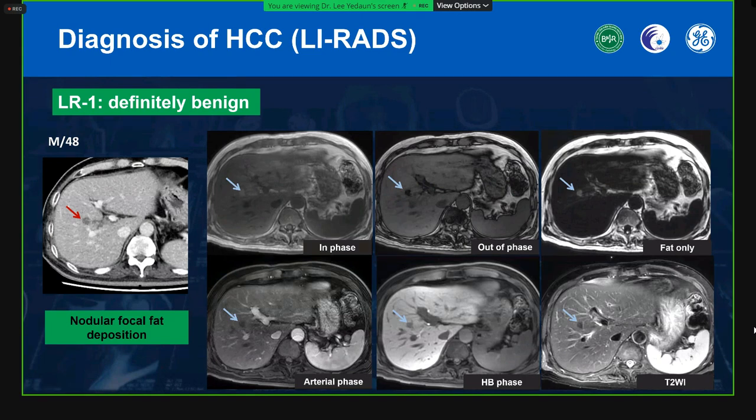This is the case of a 48-year-old male patient with nodular focal fat deposition. On CT, there is a ill-defined focal low attenuation nodule in S4. On MRI, you can see this lesion shows signal drop on out-of-phase compared to in-phase, suggestive of fat, and this fat component is shown as high signal intensity on fat-only sequences. The nodule shows no arterial enhancement and low signal intensity on hepatobiliary phase, and also low signal intensity on fat-saturated T1 weighted image.